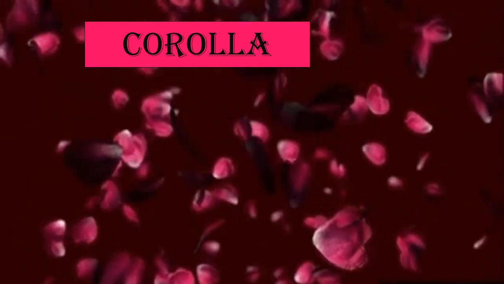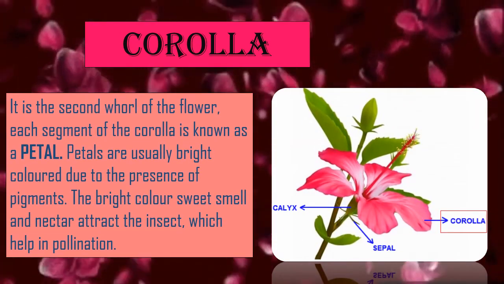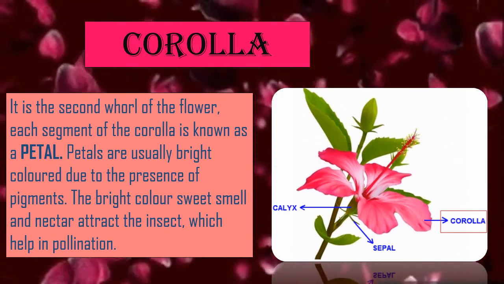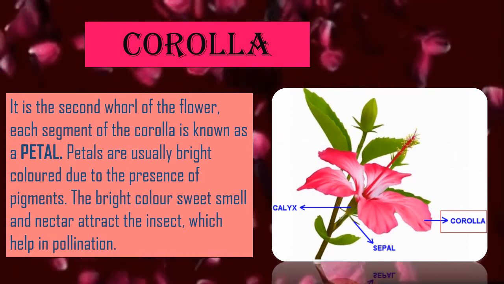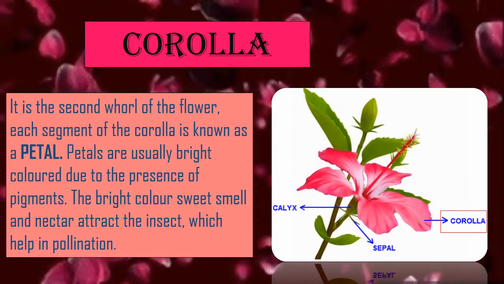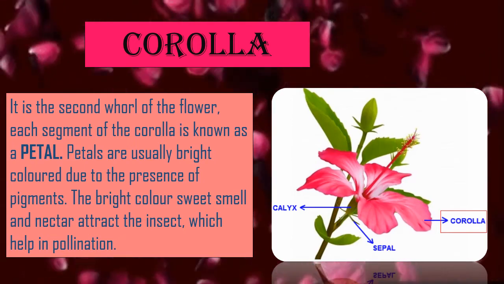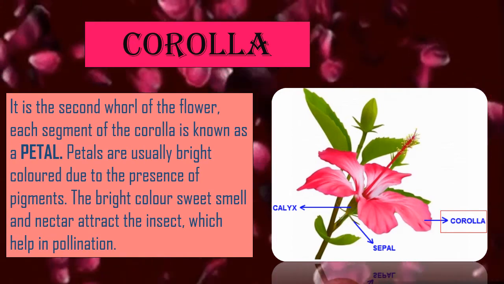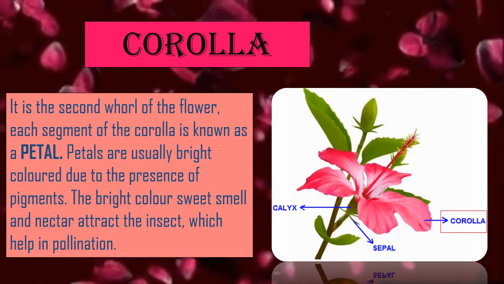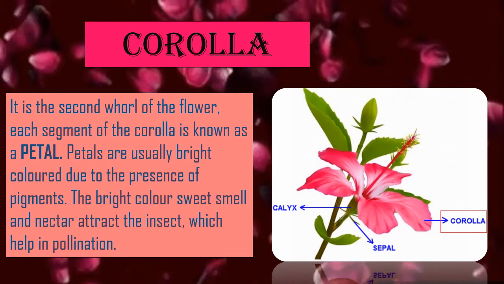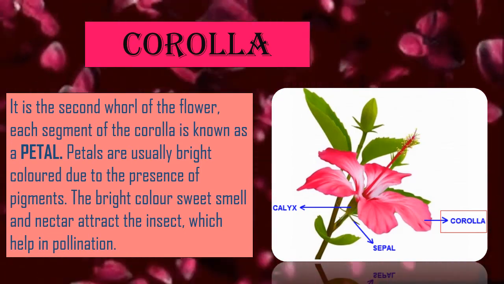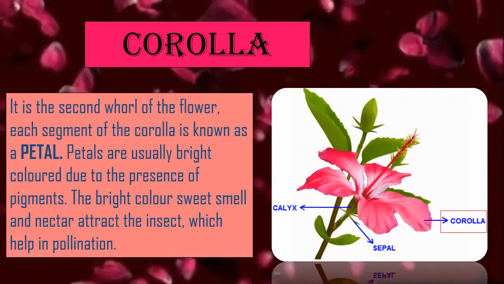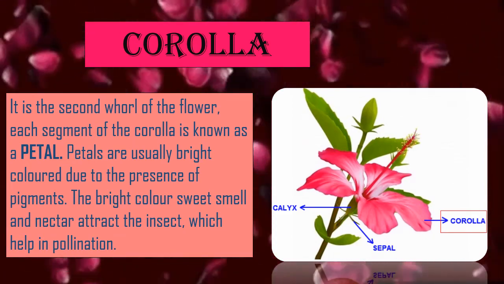Now the corolla. It is the second whorl of the flower. Each segment of the corolla is known as a petal. Petals are usually brightly colored due to the presence of pigments. The bright color, sweet smell, and nectar attract insects toward the flower, and when insects are attracted to the flower, it helps in pollination.